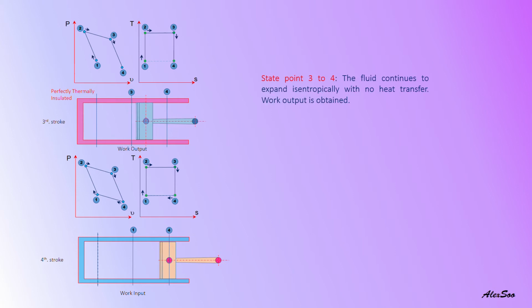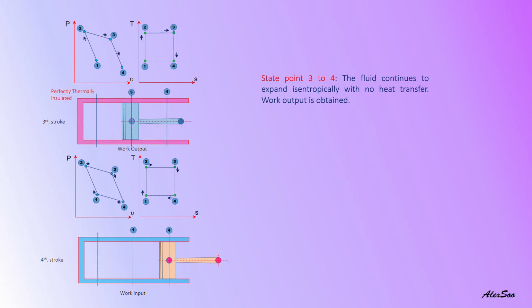So here there is another diagram that is based on state point 3 to state point 4, that is the third stroke. So the piston will be moving from state point 3 backward, that means towards state point 4. So in this case, the fluid continues to expand isentropically with no heat transfer. Work output is obtained. So in this case, again, the cylinder is perfectly thermally insulated.